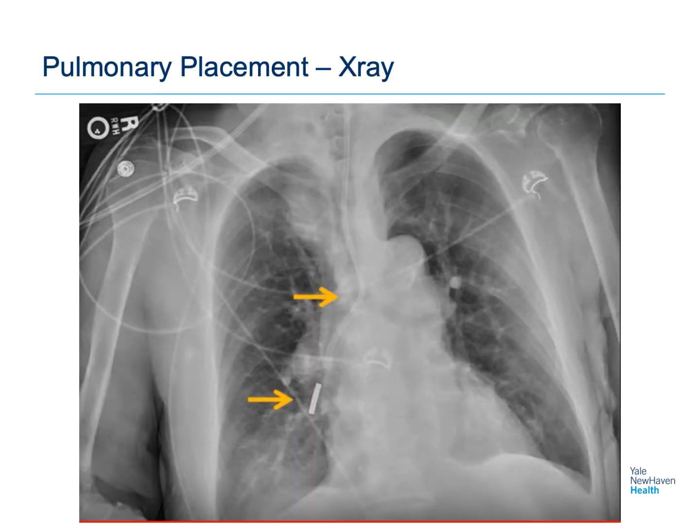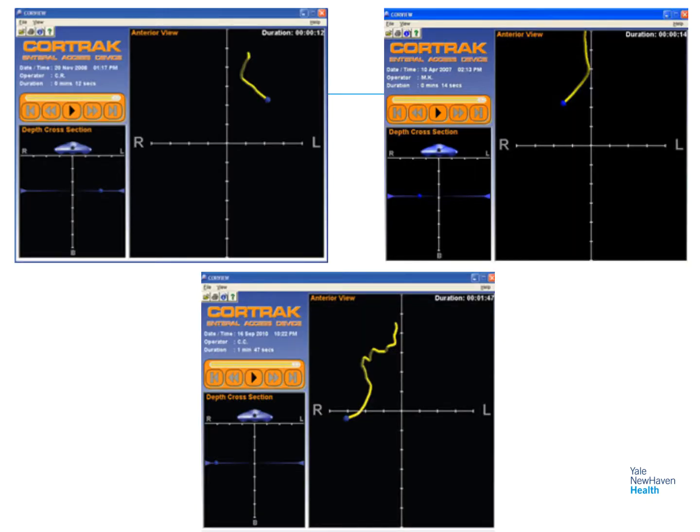Here is an X-ray, unfortunately, of someone who did not have a very good vertical drop on their Cortrak tracing, and you can see the pulmonary placement of the nasoenteric tube into the right main stem bronchus on this X-ray. A patient who does not have that appropriate vertical drop will have a tracing that looks like one of the three displayed on the screen here.